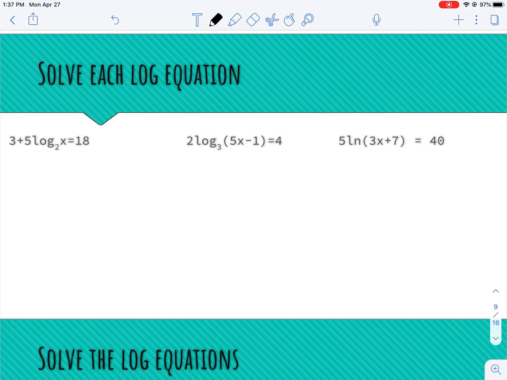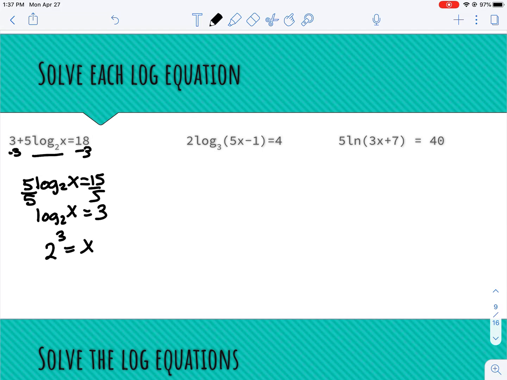A little bit different looks, some more complicated questions. Again, just like with exponentials, we want to get the log part by itself. So that 3 and 5, I've got to start by moving those over. So I'd subtract the 3. And then I would divide by my 5. And then I can rewrite. So you've got to isolate that logarithm. So get that by itself, and then you can go and rewrite it into exponential form.